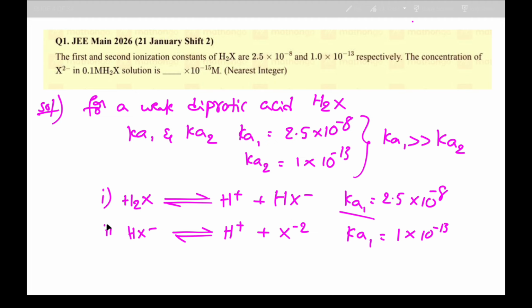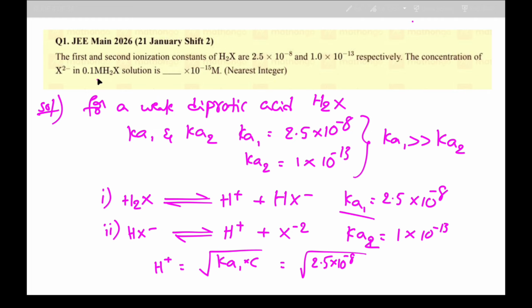Then in the second step, HX- converts to H+ and X2-, Ka2 value, that is 1 × 10^-13. So here the concentration of H+ ion is primarily determined by the first ionization, that is H+ equals root of Ka1 into C. So that is Ka1 value 2.5 × 10^-8.